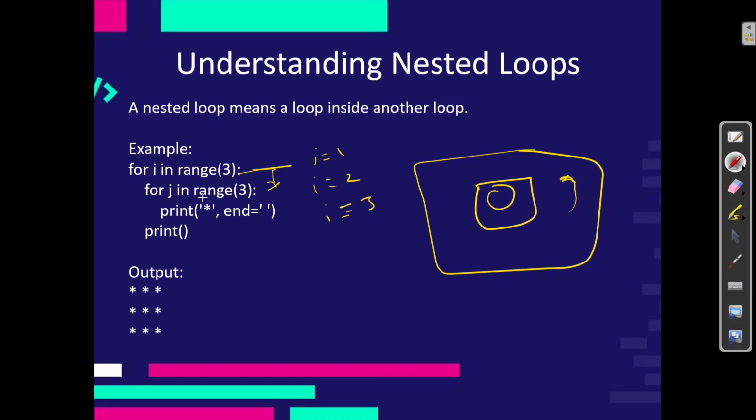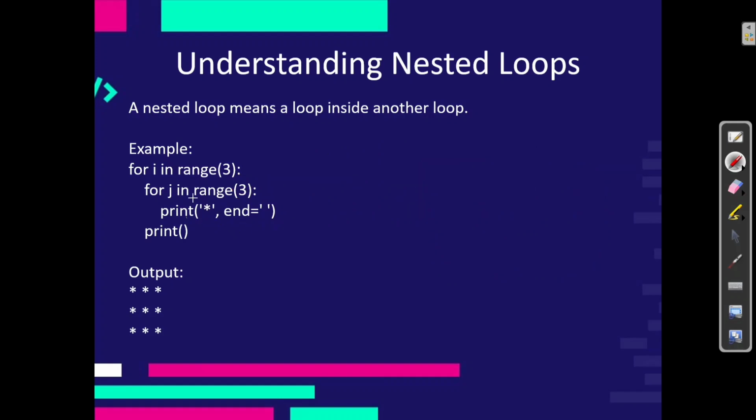Inside this loop, there is another loop, for j in range 3. Means j equals 1, 2, 3; j will also run up to 3 values. Now it is telling that until the range of j is 3, you have to print a star in place of j. So first, the inner loop runs, and it will print the star 3 times because the range of j is 3.